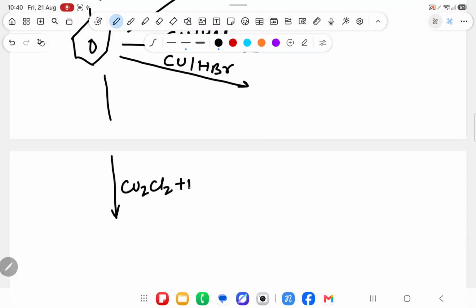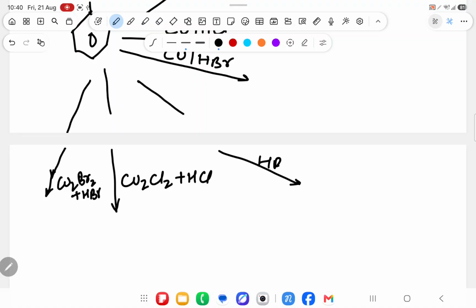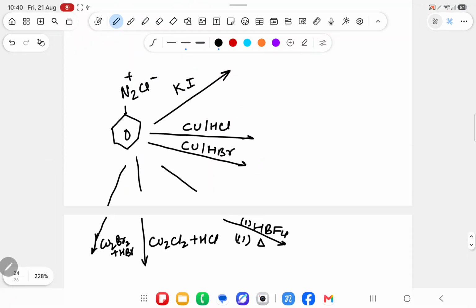This benzene diazonium salt will react with Cu2Cl2 in presence of HCl. This benzene diazonium salt reacts with Cu2Br2 in presence of HBr. This benzene diazonium salt reacts with HBF4 in presence of heat. First reagent HBF4, second reagent heat. What will happen? See over here.